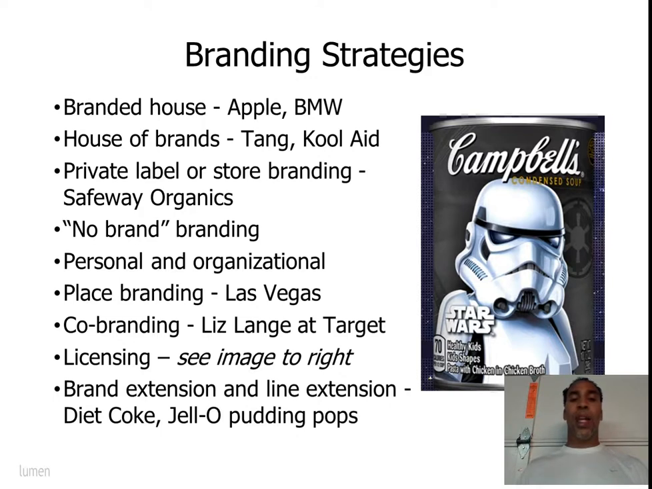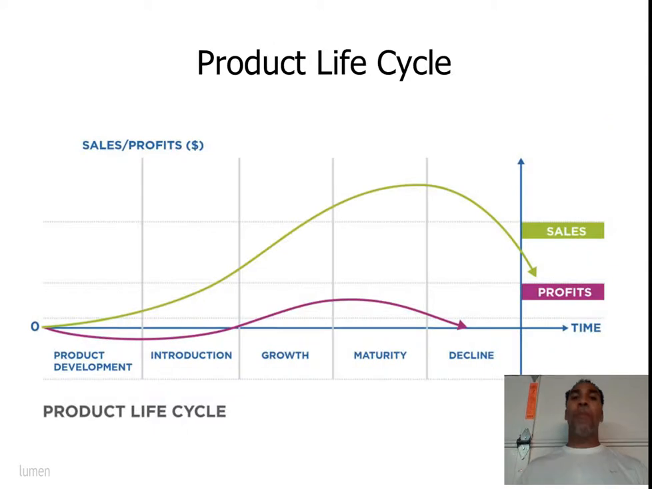Co-branding, you have Liz Lange at Target, right? You have that like place like Target at Macy's. Licensing, you see the image to the right, like Campbell's, and you have Star Wars, a special edition of Campbell's Soup, licensing for Star Wars. And brand extension and line extension like Diet Coke, because Coke is the original, but then you have Diet Coke for people who don't want regular soda. Jello pudding pops, but that came from Jello.